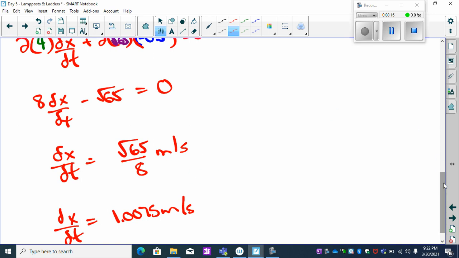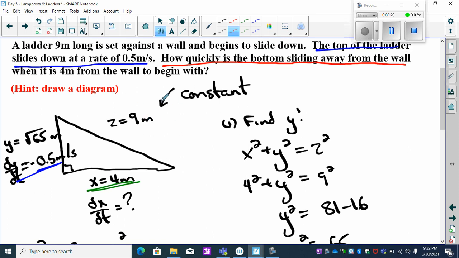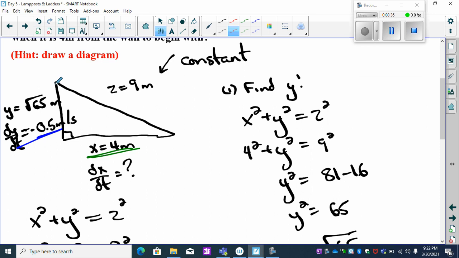Okay? That is a ladder question. Now remember, in the ladder question, it is okay to substitute the length of the ladder into the original equation before you differentiate with respect to time. Why? Because it's not changing. Don't fill in the x's or the y's, because those distances are changing. The top of the ladder is sliding down the wall, y is getting smaller. The bottom of the ladder is sliding away from the wall, so it's going to go this way. The x would get bigger.